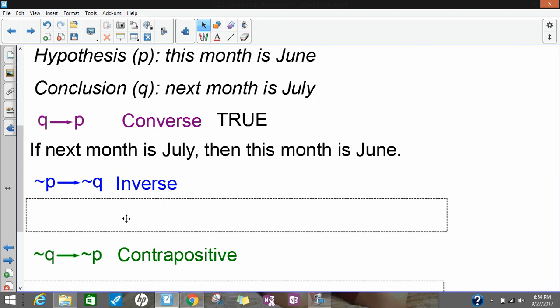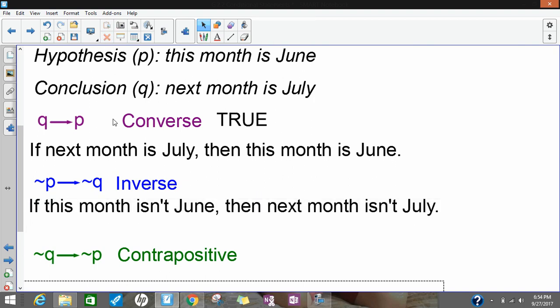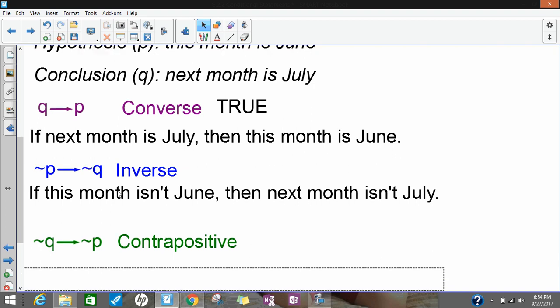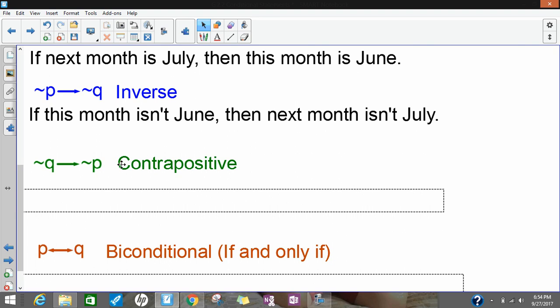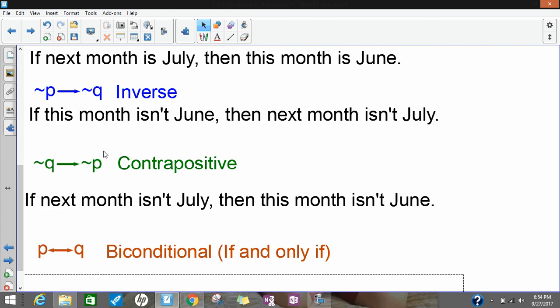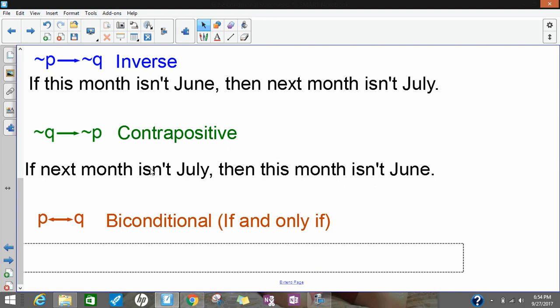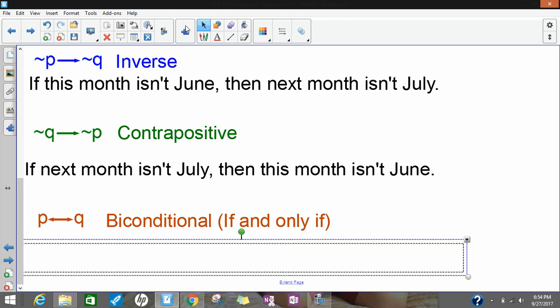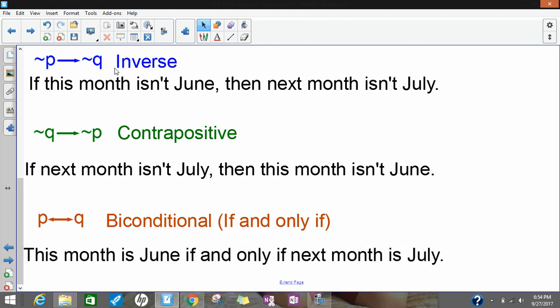If I negate P and Q, I get the inverse. If this month isn't June, then next month isn't July. So the only way for next month to be July is for it to be June. The contrapositive is doing both, switch their order and negate them. If next month isn't July, then this month isn't June. And then since our conditional and our converse were both true statements, we can write the biconditional. If this month is June, if and only if next month is July.